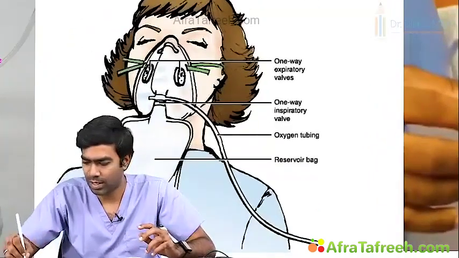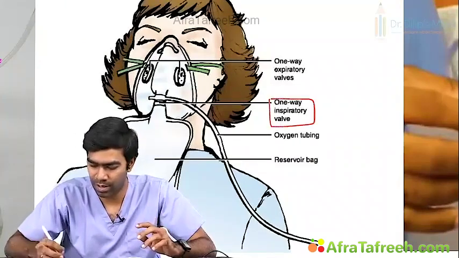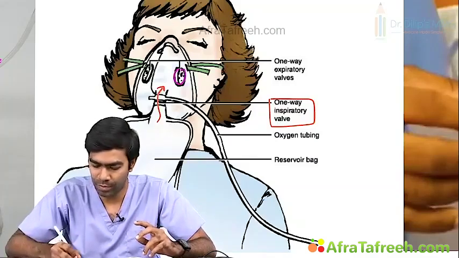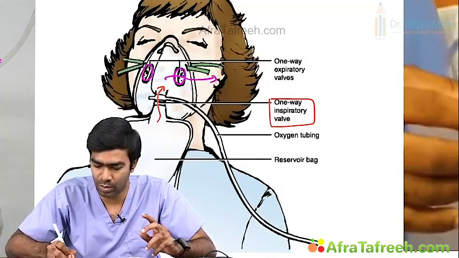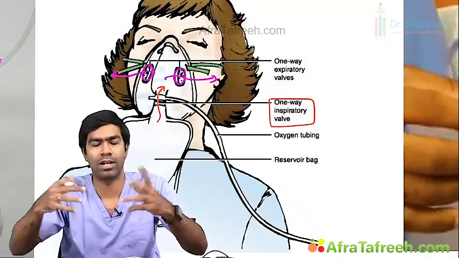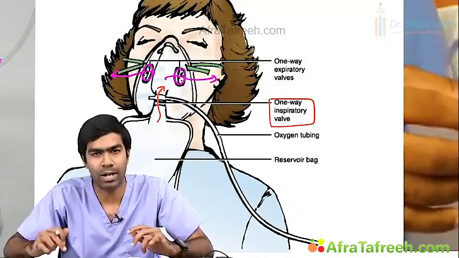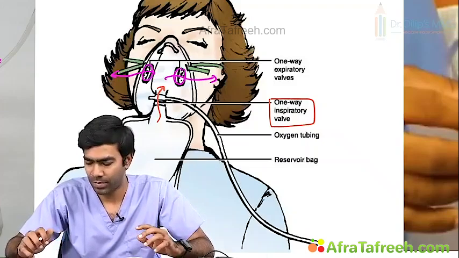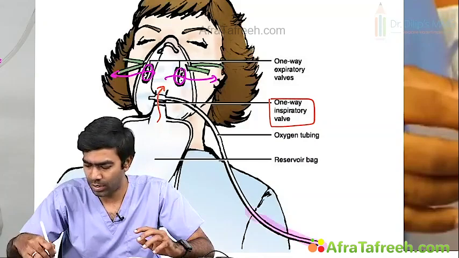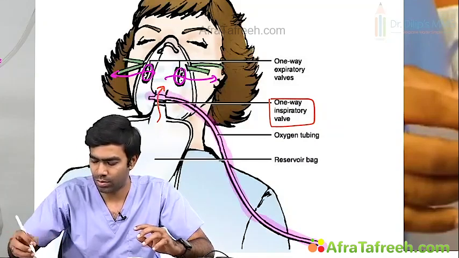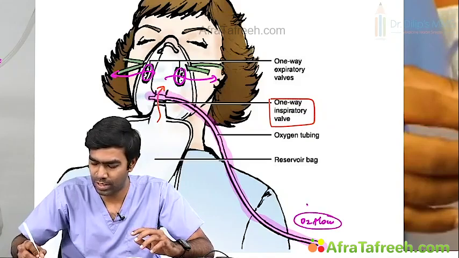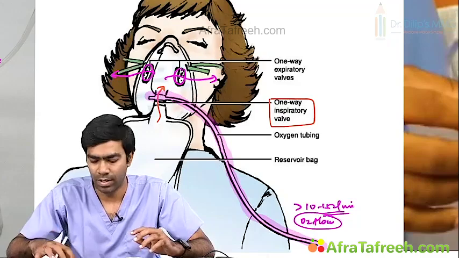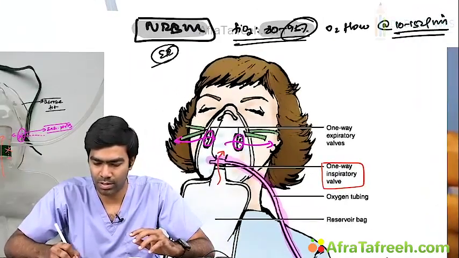Clear? So this image will clearly show whatever I told you. This is a one-way inspiratory valve which will allow gas flow only in that particular direction during inspiration. And these are the one-way exhalation valves where the gas flow will happen only from inside to outside. It will prevent atmospheric air entrainment. So this is how it can produce an FiO2 of 80 to 95%. Clear? And this is the tubing that is connecting the oxygen flow. This is the oxygen flow which you should set at least 10 to 15 liters per minute. This is the oxygen flow that you should set into the NRBM. Very, very commonly you can see this in the emergency.